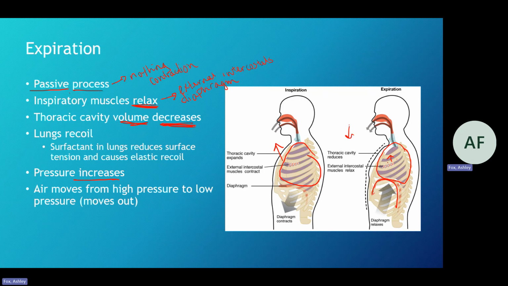So air is going to move from high pressure to low pressure. So it's going to move out. And this is, again, from the inspiratory muscles relaxing. So there's no active process because nothing's contracting. So air moves from high pressure to low pressure. It moves out.